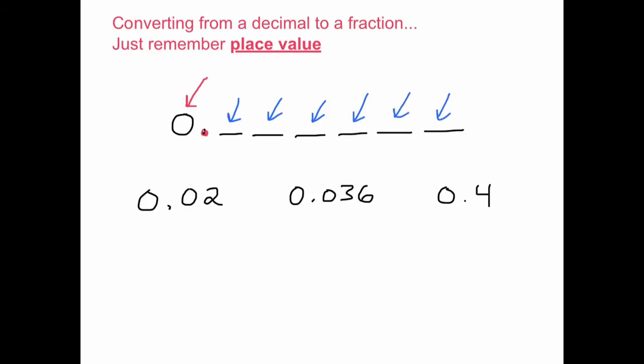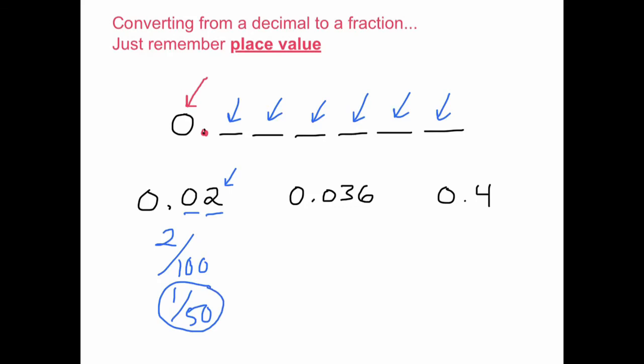So if we can count over, for instance, in this number here, the 2 is in the hundredths place. 0 is in the tenths place. So it's just 2 hundredths. Since the 2 ends in the hundredths place, it is 2 hundredths, which is 1/50th. So to convert a decimal back to a fraction, it's really all about place value.